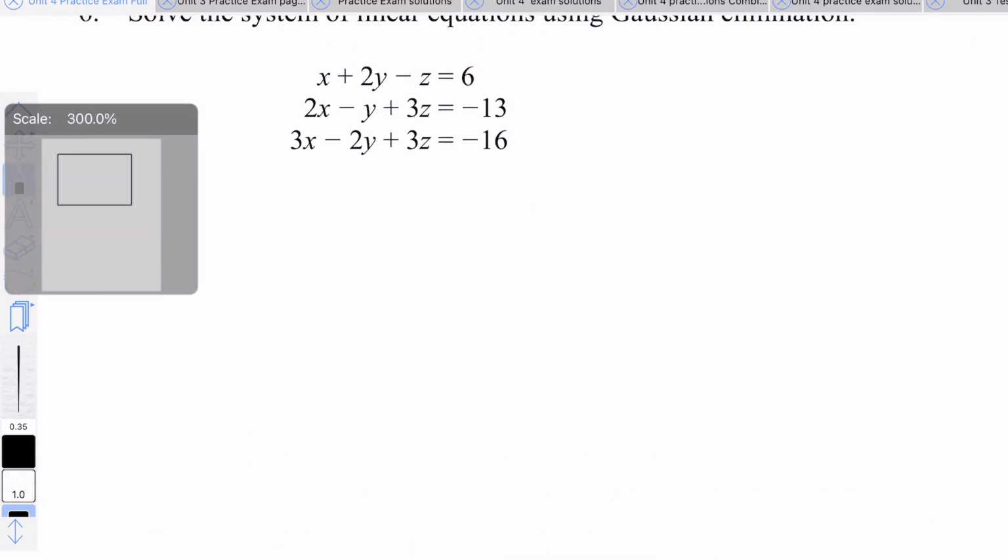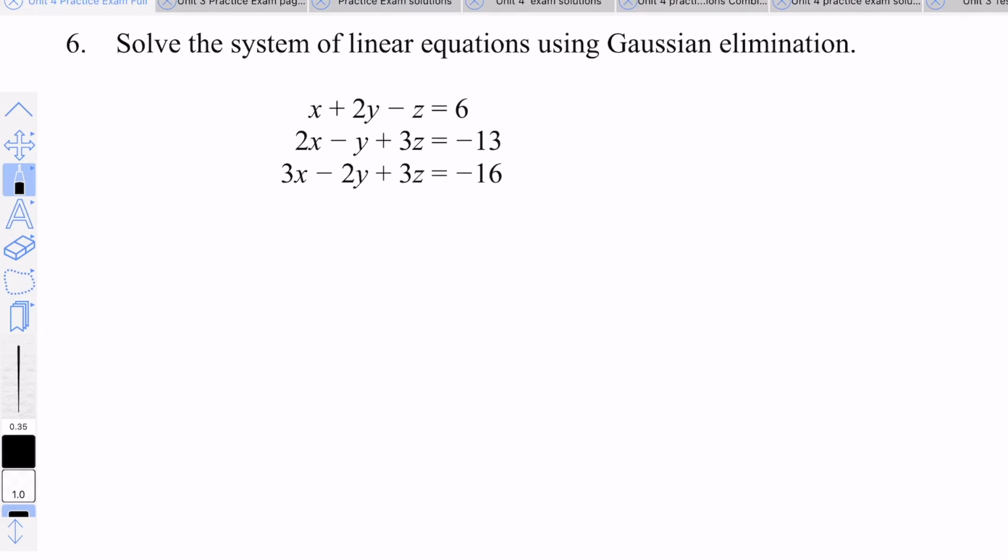Okay, question 6. This is from section 6.1. Solve the system of linear equations using Gaussian elimination. So that phrase means, in other words, we need an augmented matrix and then we need to reduce that to row echelon form. That's what Gaussian elimination means. Create an augmented matrix and then reduce that using row operations to row echelon form.